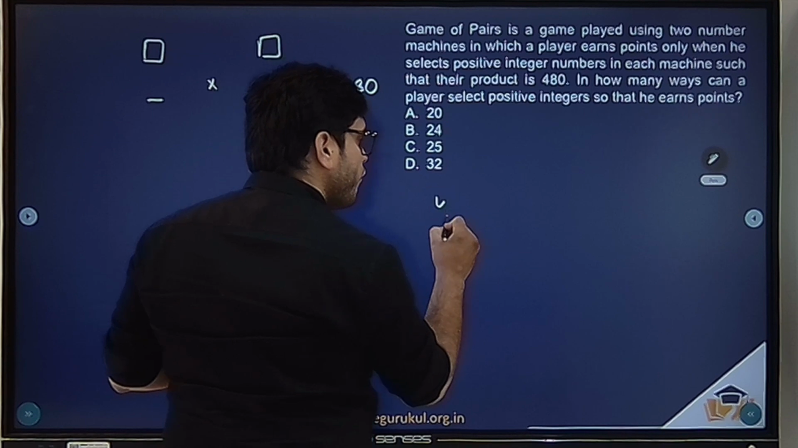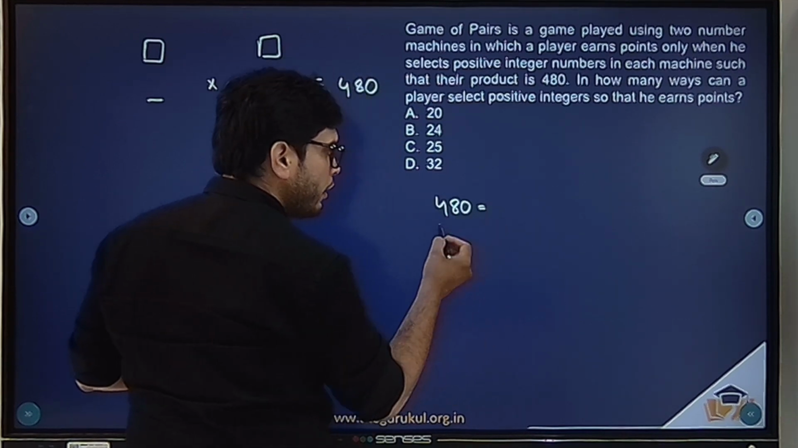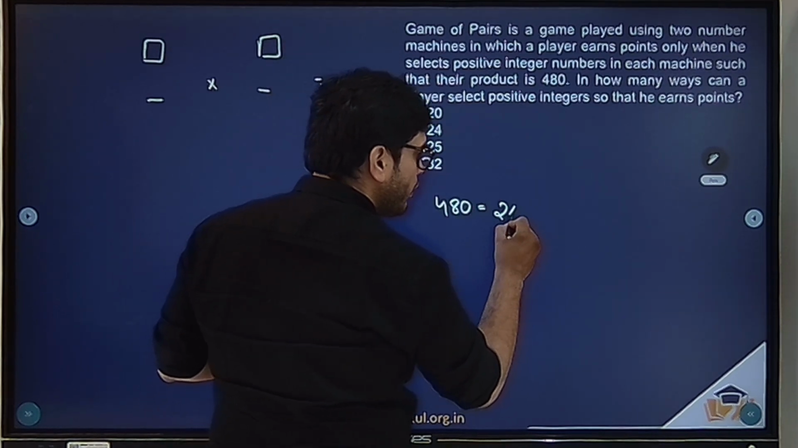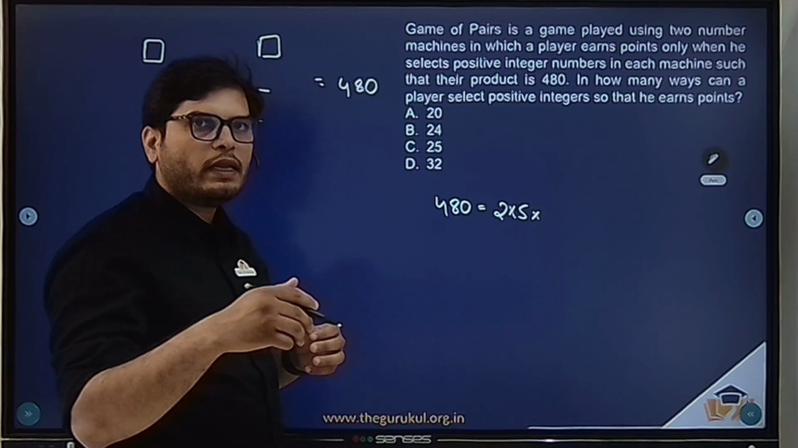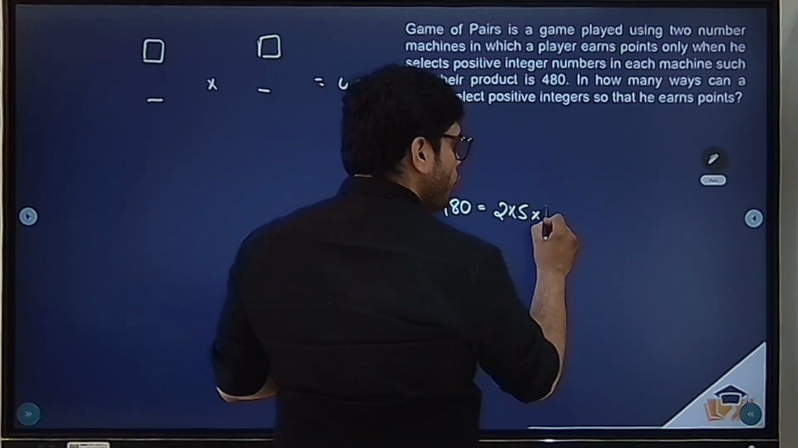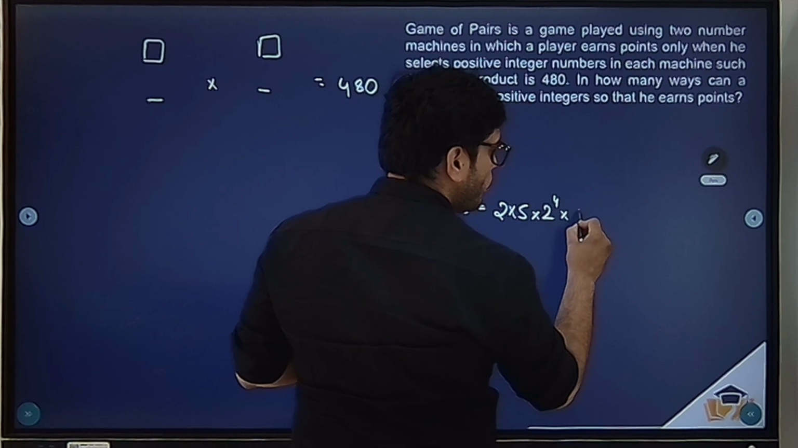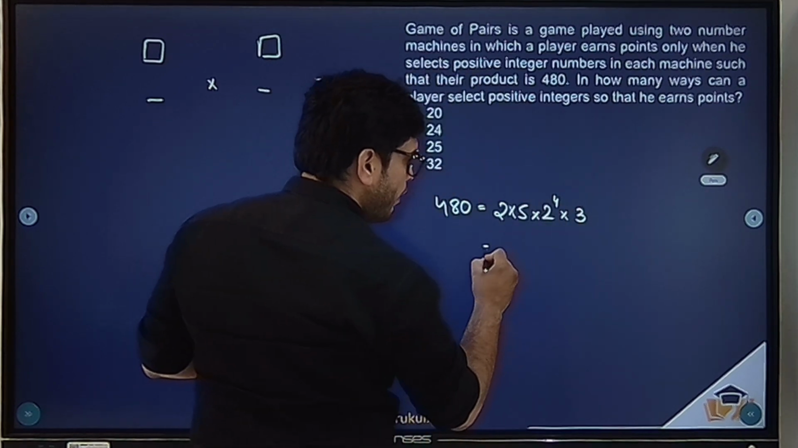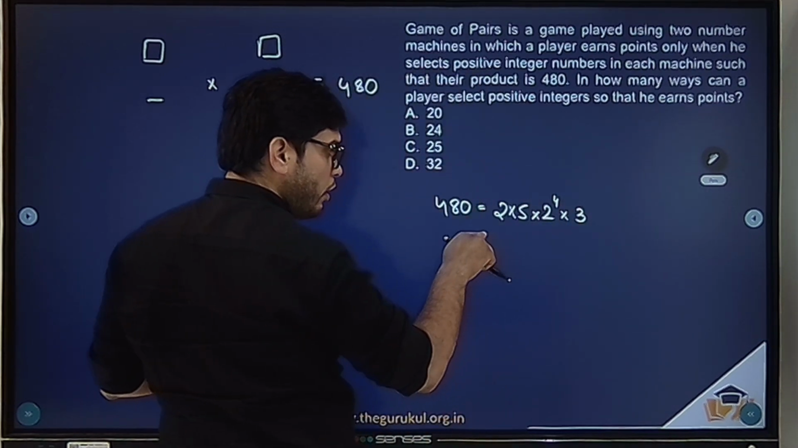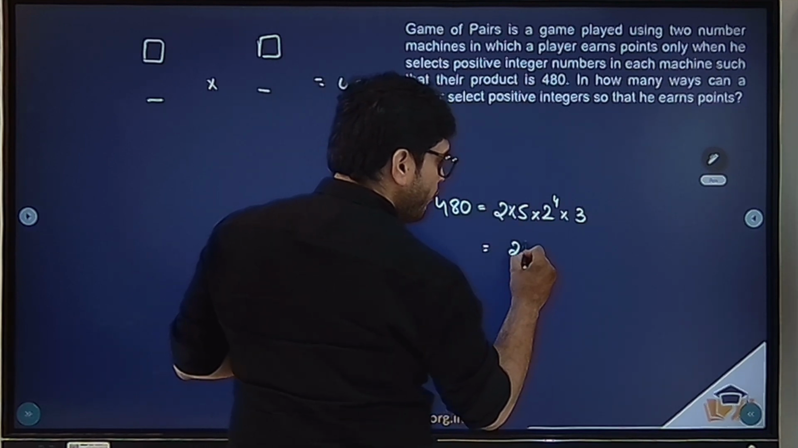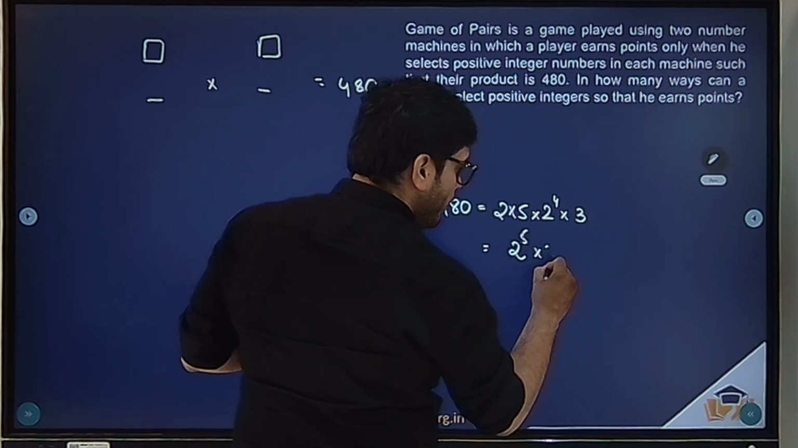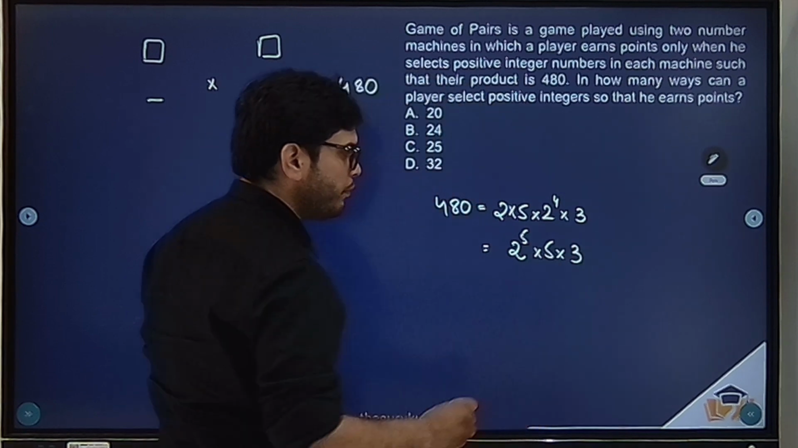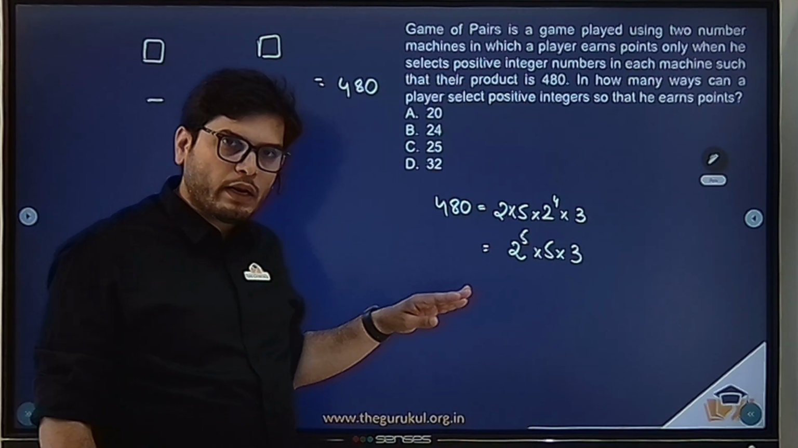So how can we factorize 480? I can write this as 10 into 48. 10 is nothing but 2 into 5. 48 is 16 into 3. So 16 is 2 power 4 into 3. So we have 3 prime factors for 480, they are 2, 5 and 3. So I can write this as 2 power 5 into 5 into 3. Now what is the total number of factors?